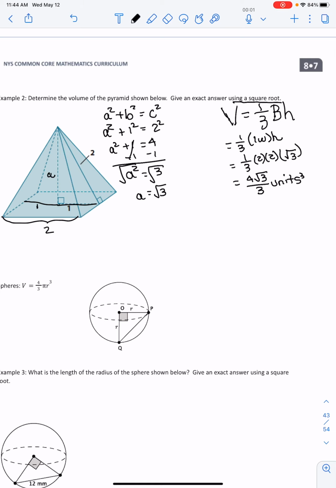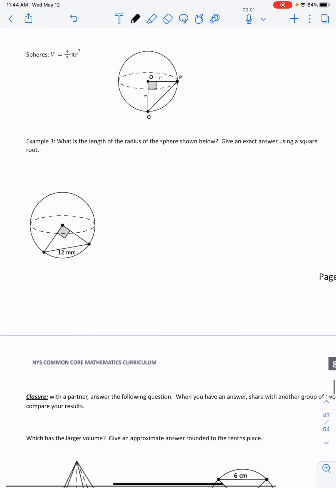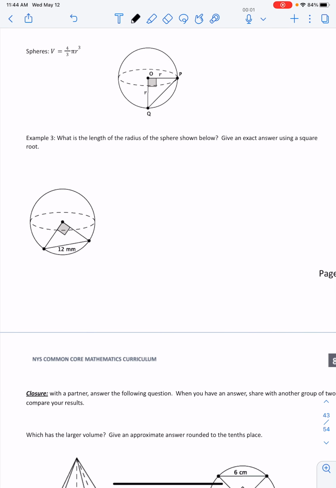The next thing that I have here is the volume of a sphere. The volume of a sphere is 4/3 pi r cubed. So if I want to find out what is the length of the radius of a sphere known below, give an exact answer using a square root.